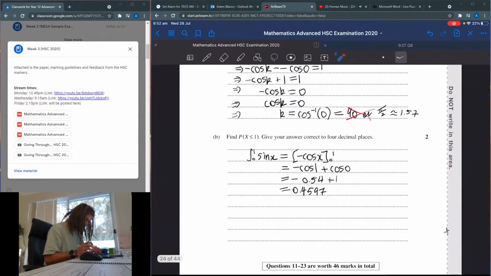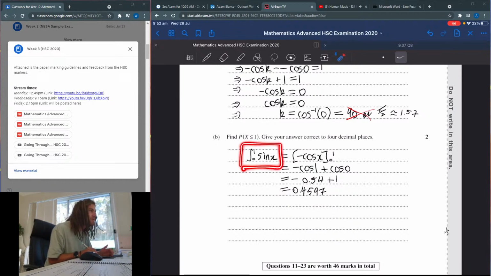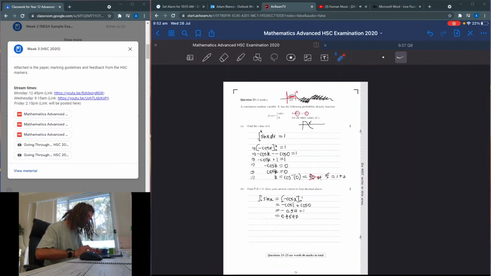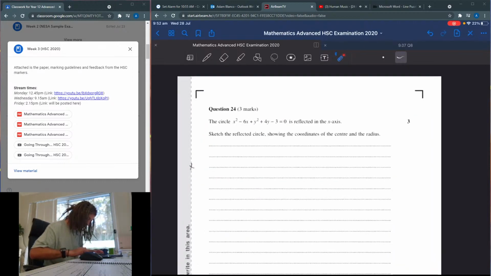Okay, 2 marks. One would be for this, surely. The other would be for this, I guess. Actually, looking at the solution, one's for this, that's the first mark. That's pretty generous. Okay, 2 more questions.